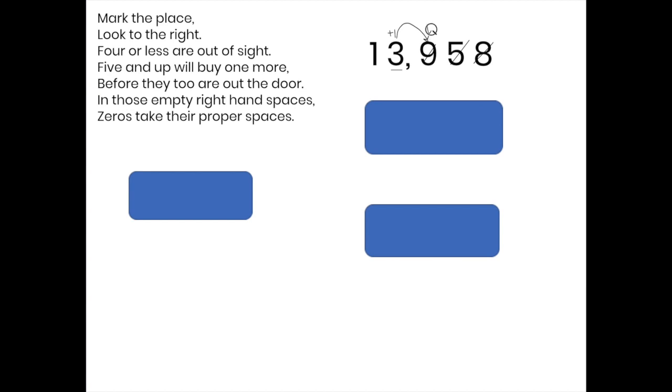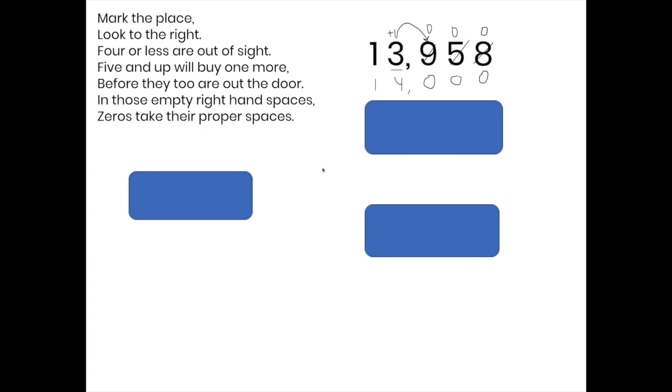In those empty right-hand spaces, zeros take their proper spaces. So these things that are marked out are replaced with zeros. Anything to the left of the place value that we've marked, we're just going to copy down exactly what's there. So that's a 1, we're going to write a 1. Now we're going to look here. 3 + 1 is 4. We're going to write a 4 right underneath it. Comma. What did we replace that 9 with? A 0. What did we replace that 5 with? A 0. What did we replace that 8 with? A 0. So our new number, 13,958, rounded to the nearest thousands place, is 14,000.